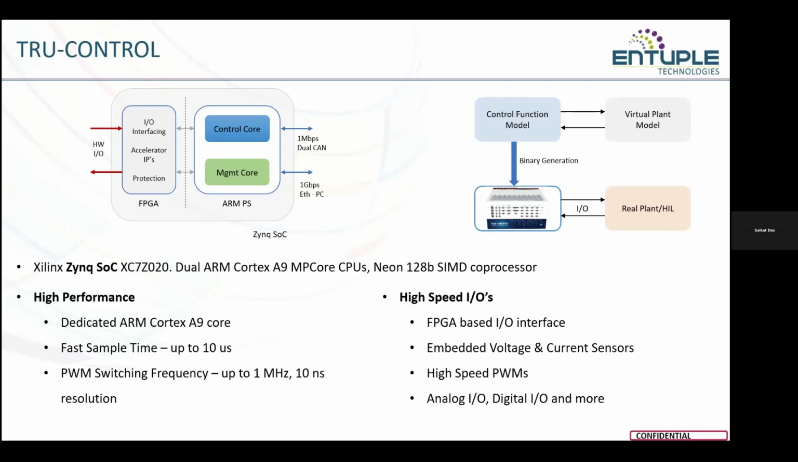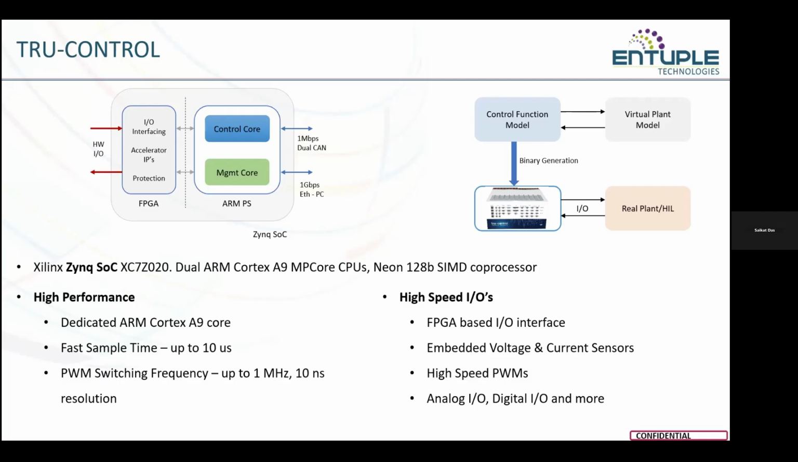And for the ARM we are using dual core Cortex A9 ARM processors. In the ARM processors we execute the control logic. The fastest sample time we can run is up to 10 microseconds. And the PWM switching frequency we can generate is up to 1 megahertz with 10 nanosecond resolution.